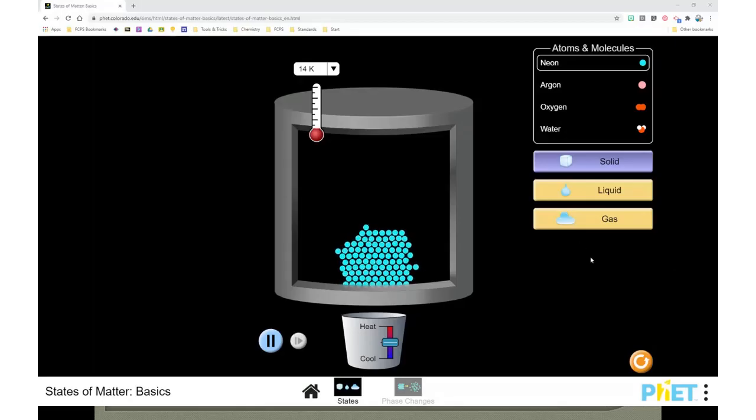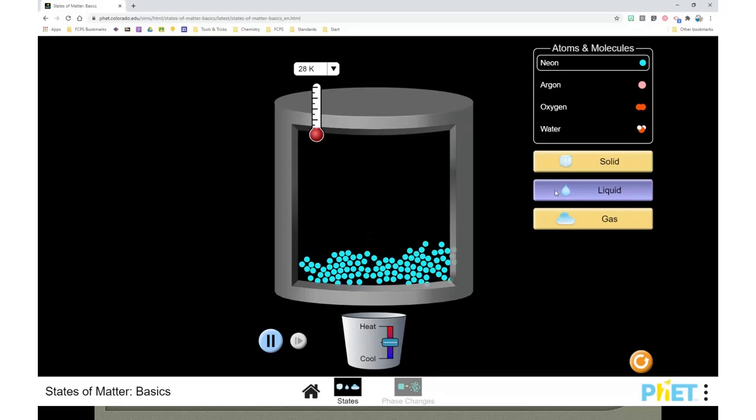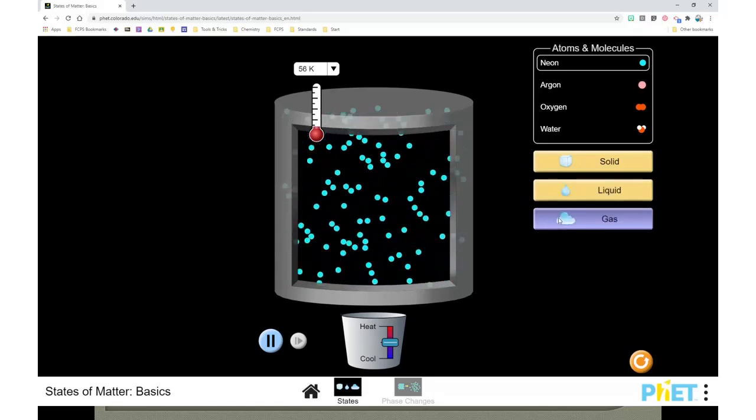So to remind you what this looks like at an atomic level, let's take a look at neon. This is neon in its solid state. Notice that the atoms are still moving, right? Just because it's solid doesn't mean that they're still or frozen or anything like that. This is neon in its liquid state, and this is neon in its gas state.